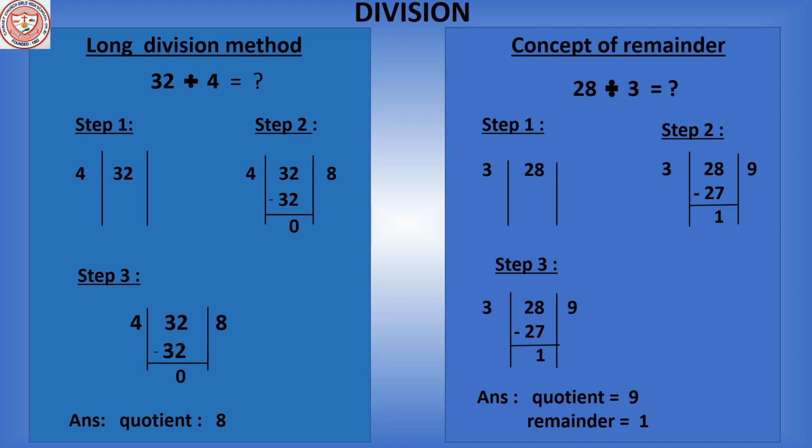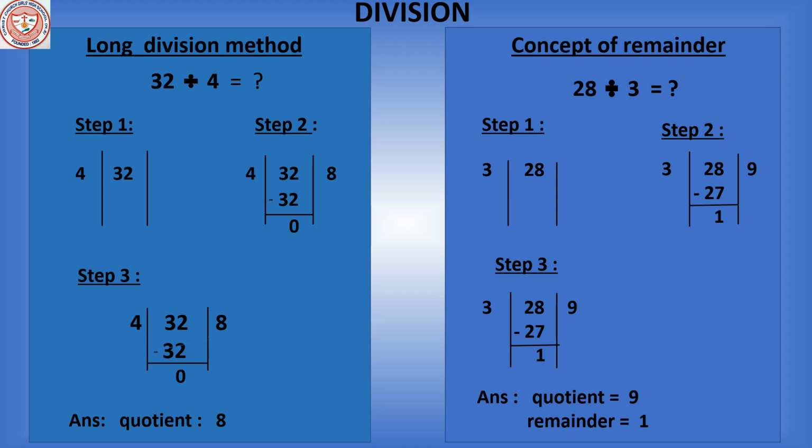Yes, you are right. There is no 28 in the table of 3. In the table of 3, 3 9s are 27 and 3 10s are 30. These two numbers are close to the dividend. But 30 is greater than 28.